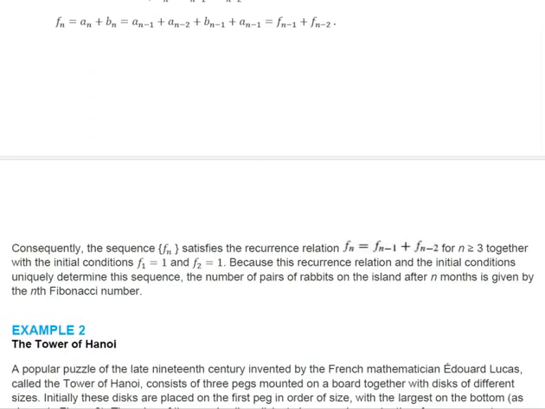So, the sequence with nth term f sub n satisfies this recurrence relation for n greater than or equal to 3, together with the initial conditions f1 equals 1, f2 equals 1. Because this recurrence relation and the initial conditions uniquely determine this sequence, the number of pairs of rabbits on the island after n months is given by the nth Fibonacci number.